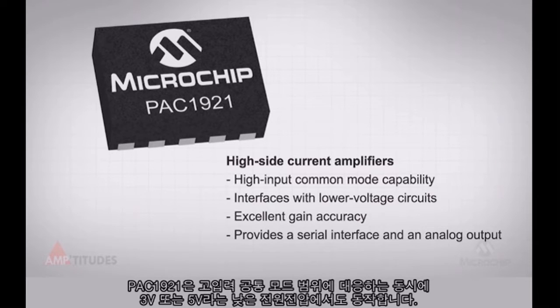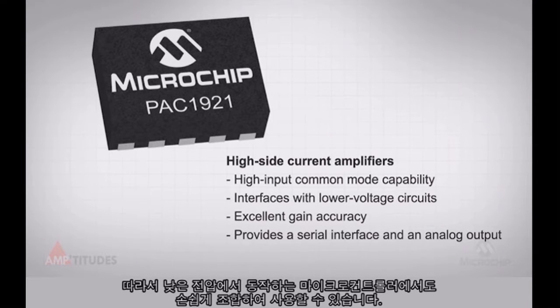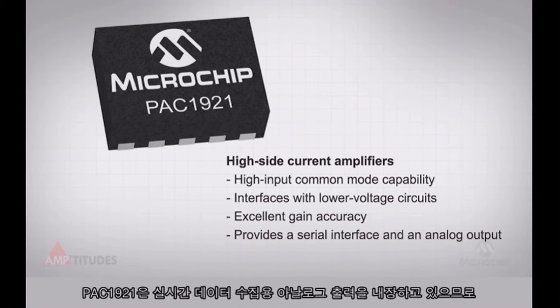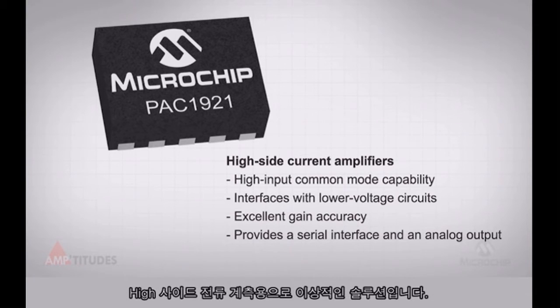PAC1921. These specialty amplifiers support high input common mode ranges while the core still runs off of a lower voltage rail, such as 3 volts or 5 volts, which simplifies the interface with lower voltage microcontrollers. This specialty device also provides a digital interface, providing voltage, current, and power information. The PAC1921 also supports an analog output for real-time data collection, making it an ideal solution for high-side current sensing.